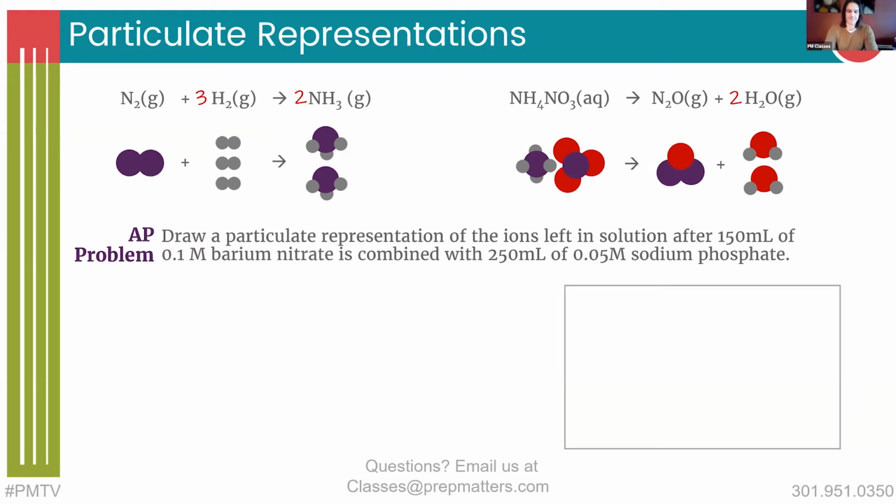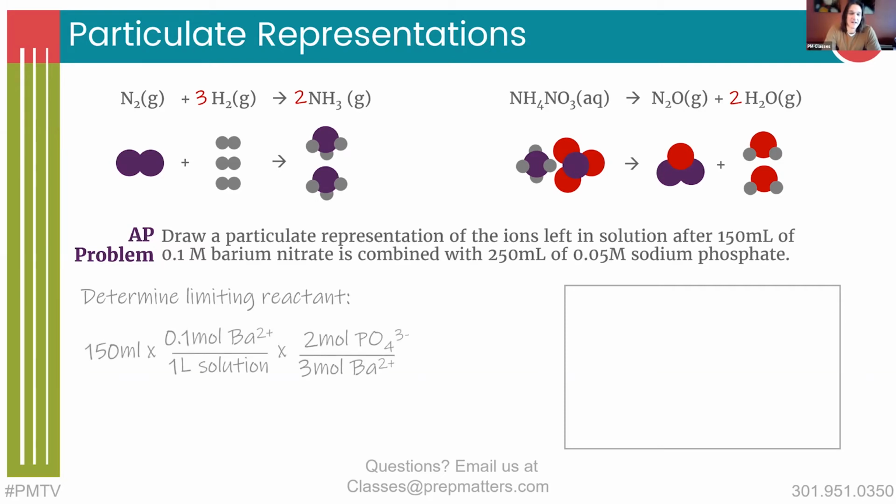So the idea, however, is that now it's a limiting reactant problem, right? Because how much barium phosphate is formed? Is there going to be some barium left over, or is there going to be some phosphate left over, right? Not hard, but let's throw together the calculation real quick. So to determine that limiting reactant, we're going to start with the barium nitrate.